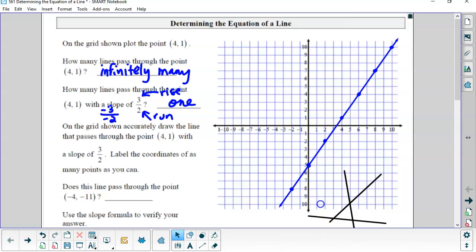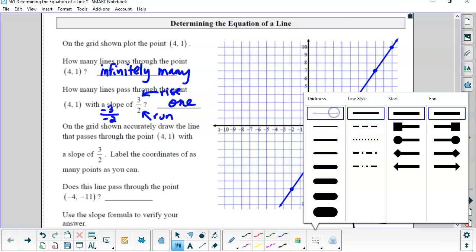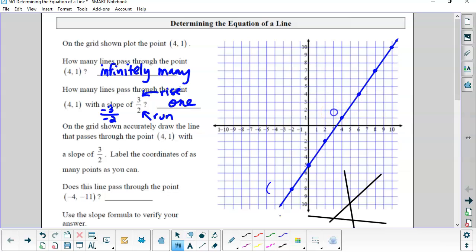All right. Okay, label the coordinates of as many points as you can. So that's why I did all of these. So negative 2, negative 8. Here's 0, negative 5. 2, negative 2. 4, 1, of course. 6, 4. 8, 7. And 10, 10.